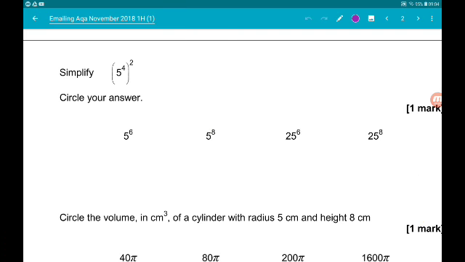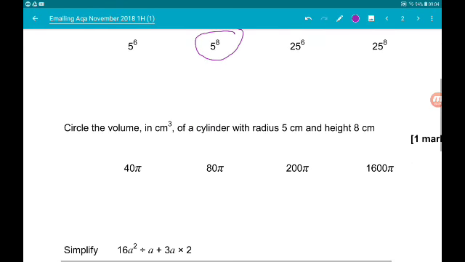Okay, question 1 wants us to simplify 5 to the power of 4, squared. When powers are separated by brackets, we multiply them together. So this is going to give us 5 to the power of 8. There it is. I'll put my indices playlist down below. Number 2.